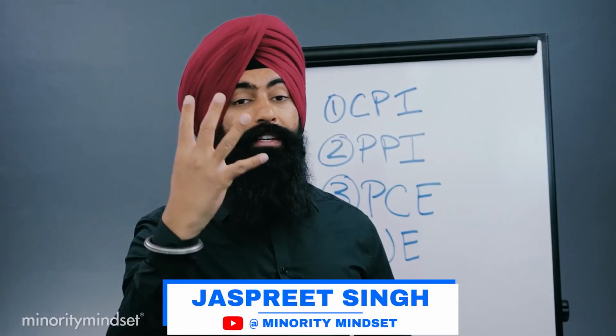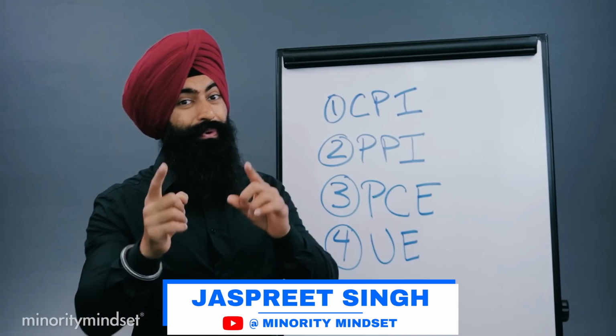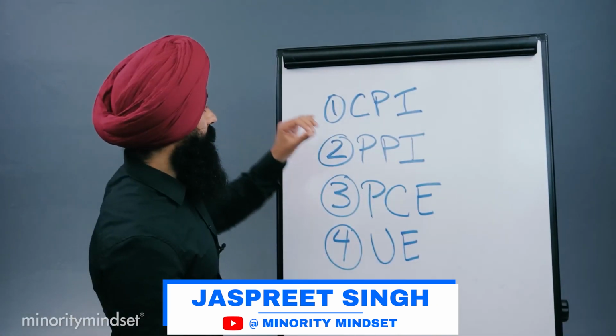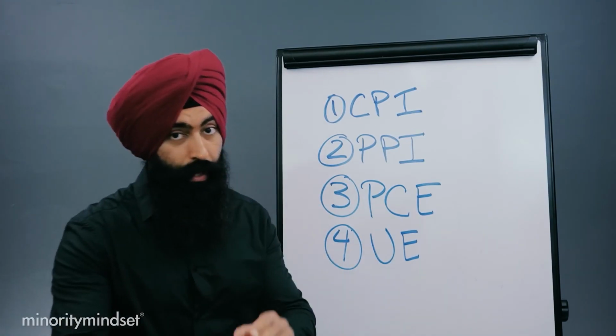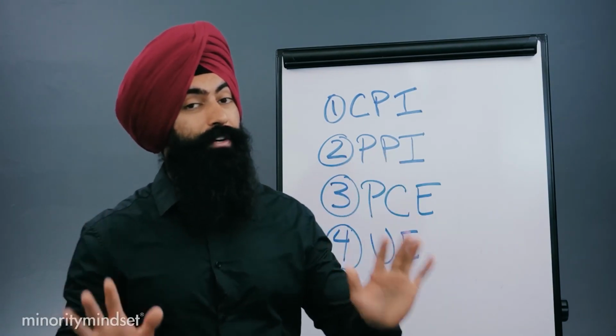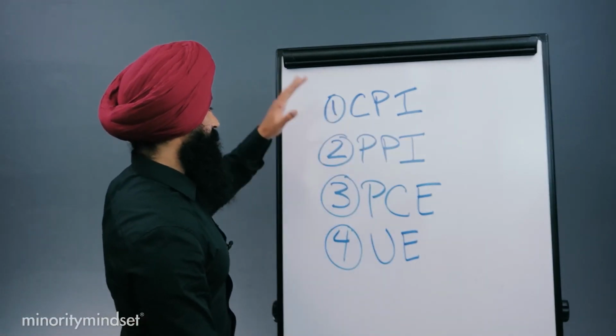There are 4 factors that you want to pay attention to. This is what the Federal Reserve Bank is looking at, so this is what you want to be paying attention to as well. It is the CPI, the PPI, the PCE, and the UE. Now, I know this is going to look very intimidating at first glance, but I'm going to break it all down for you, and I'm going to make sure it's very easy to understand.